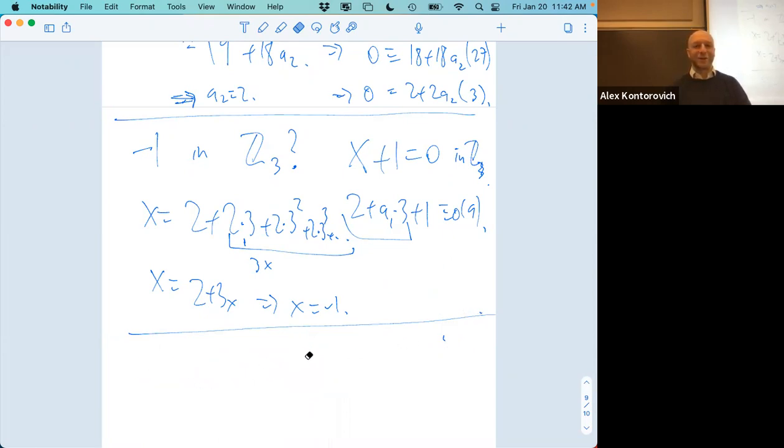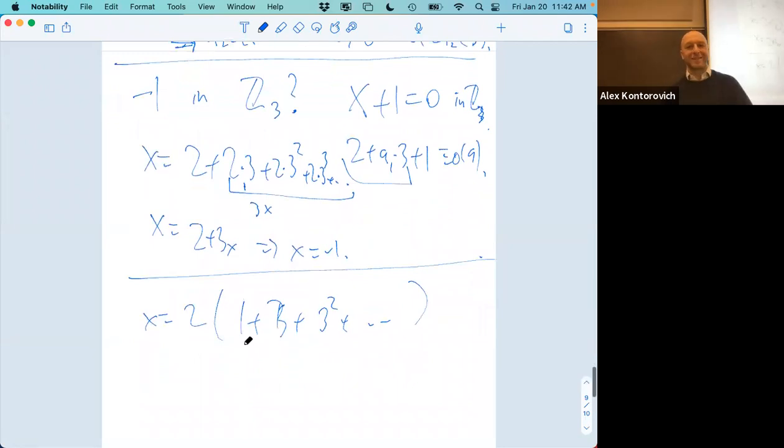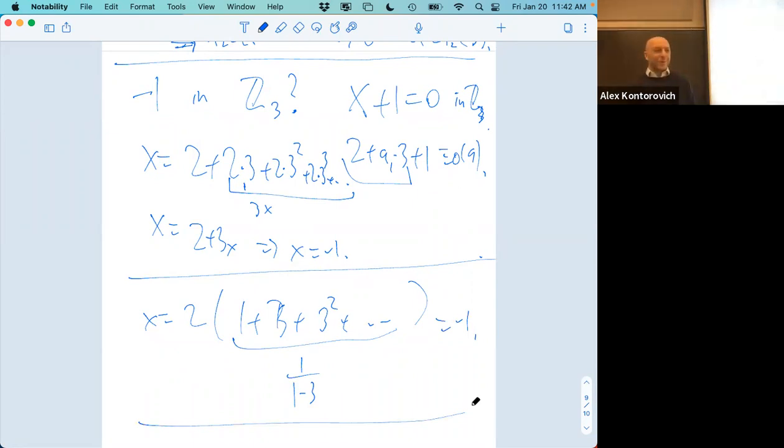Anyway, we solved that one. We will pick up next time with more fun. Yeah, you're right. Oh, in fact, sorry, there is a way to do this. If you factor out the 2 times 1 plus 3 plus 3 squared and so on, this is 1 over 1 minus 3, which is negative. Okay, so that's negative. Good. We pick up next time.